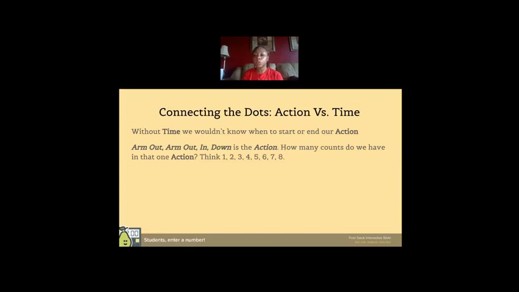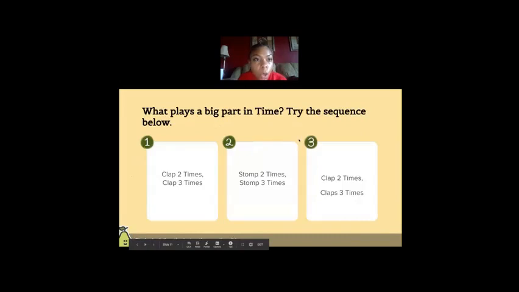1, 2, 3, 4, 5, 6, 7, 8. Now we go 1, 2, 3, 4. 4 movements, 4 counts in that one action. So 1, 2, 3, 4. All right. Yes, a lot of you guys put 4. So, what plays a big part in time?